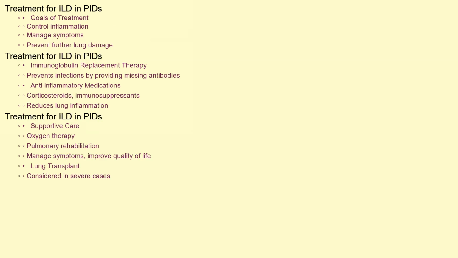Treatment for ILD and PIDs is multifaceted and aims to control inflammation, manage symptoms, and prevent further lung damage. This often involves a combination of approaches. Immunoglobulin replacement therapy, which provides the missing antibodies, can help prevent infections. Anti-inflammatory medications such as corticosteroids or other immunosuppressants may be used to reduce lung inflammation. Supportive care, including oxygen therapy and pulmonary rehabilitation, helps manage symptoms and improve quality of life. In severe cases, a lung transplant may be considered.